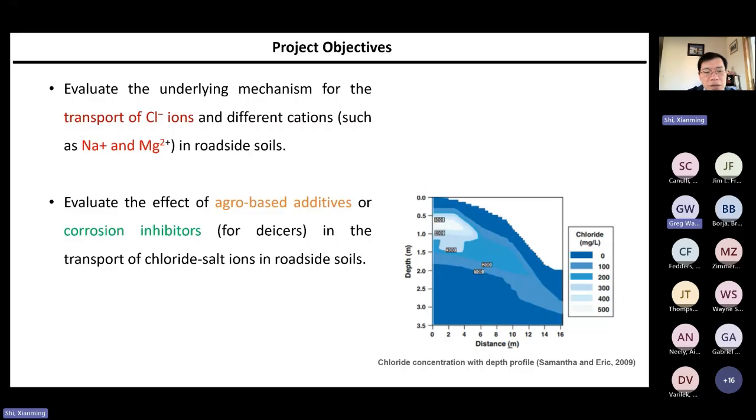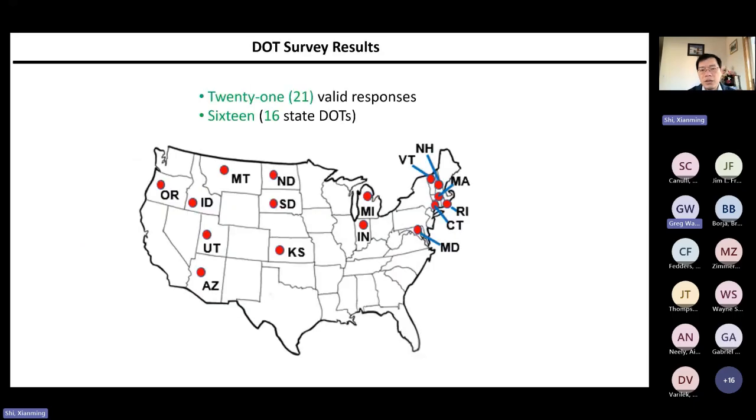So the second objective is to evaluate the effect of agro-based additives or corrosion inhibitors for deicers in the transport of such chloride salt ions in the roadside soil. So to begin with, of course, we did a comprehensive literature review, looking at the past decades of research, and that's part of the final report.